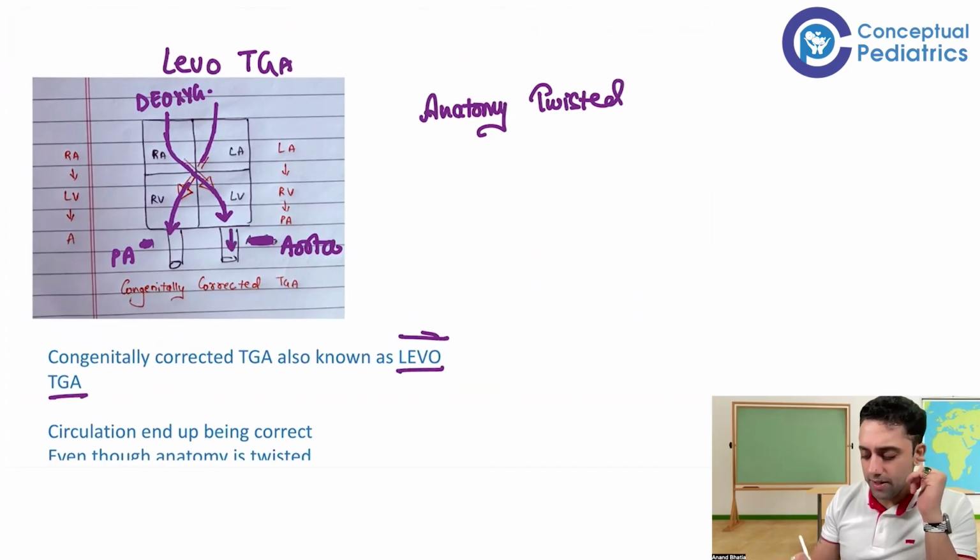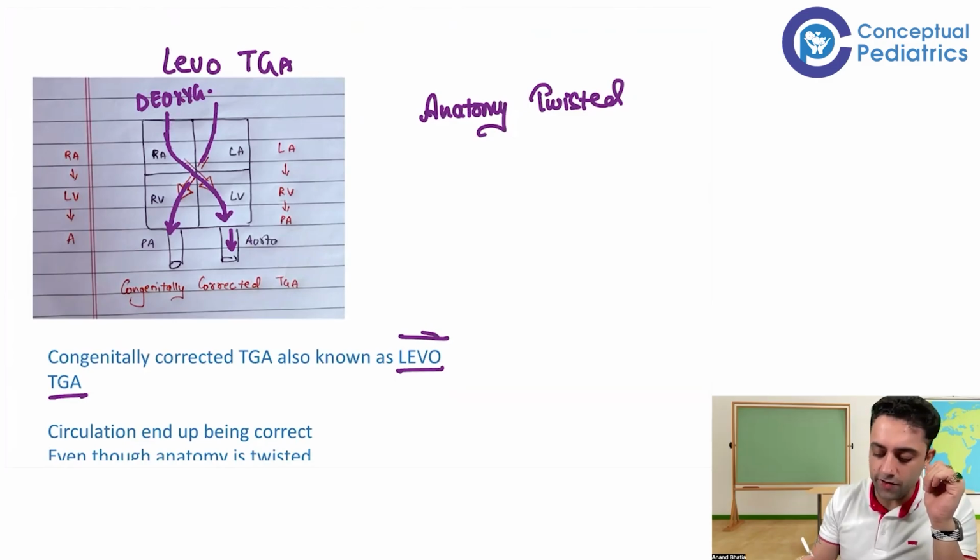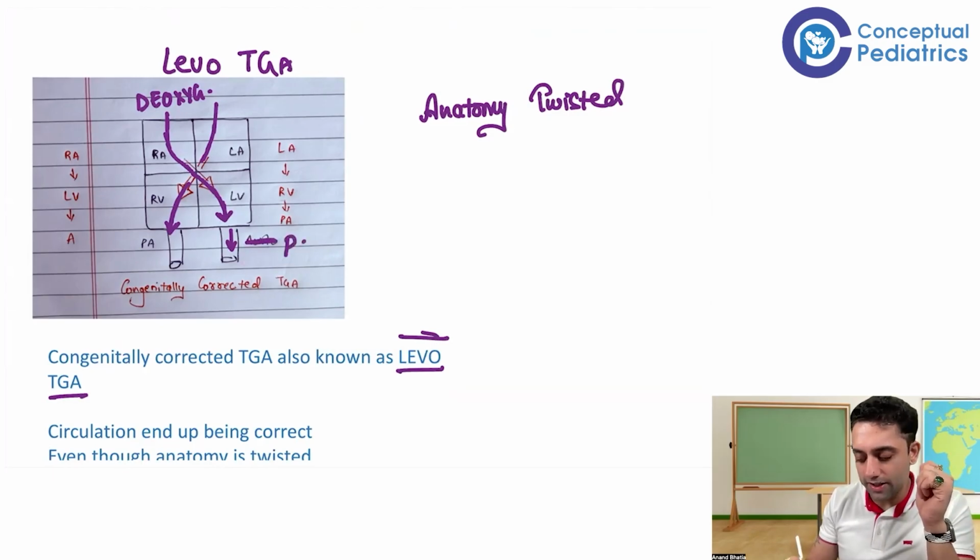So left ventricle, that is one thing you should know. So why is it known as congenitally corrected TGA? Imagine the deoxygenated blood enters the right atrium, which is connected to the left ventricle. Now left ventricle is connected to the pulmonary artery, and pulmonary artery is connected to the lungs, yes or no?